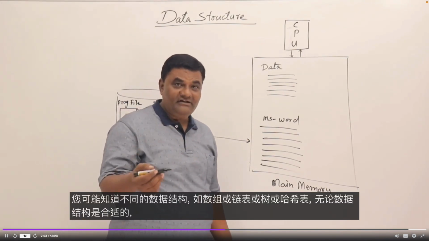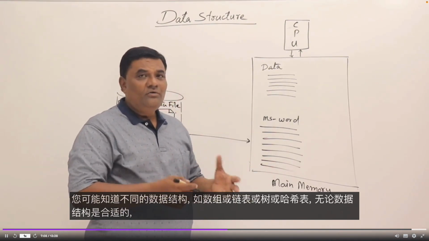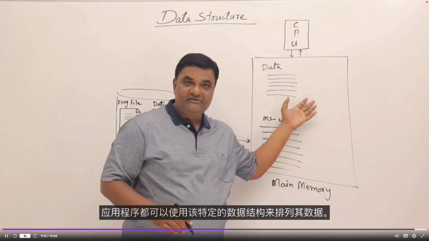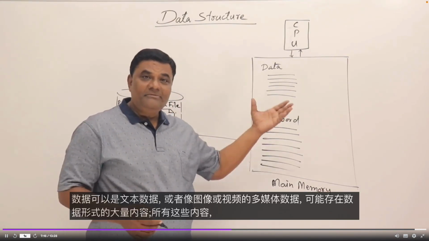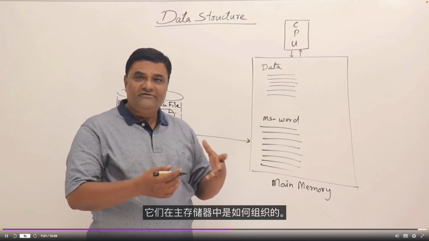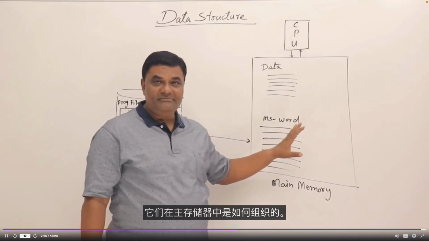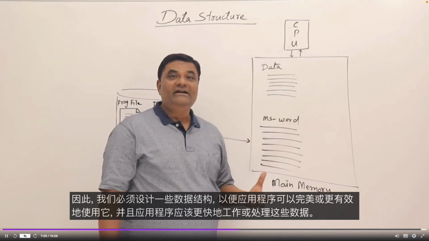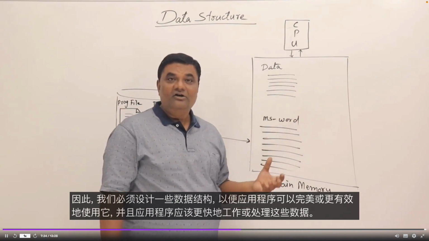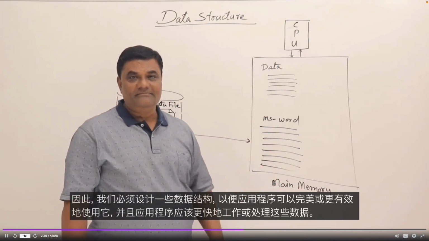You may know different data structures like arrays, linked lists, trees or hash tables. Whatever data structure is suitable, an application can use that particular data structure for arranging its data. Data may be text data or multimedia data like images or videos. A lot of content may be there in the form of data. So how are all those contents organized in the main memory? We have to design some data structure so that the application can use it perfectly and more efficiently. An application should work faster, or process faster, over that data.